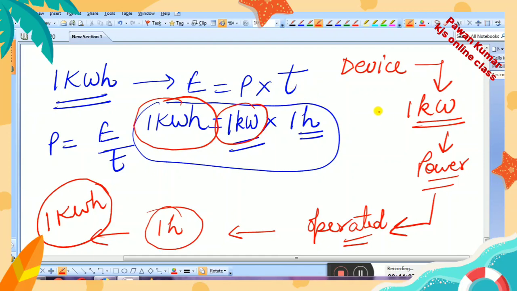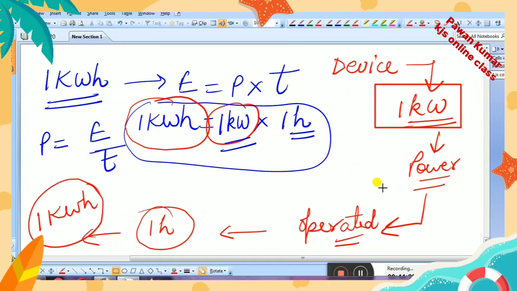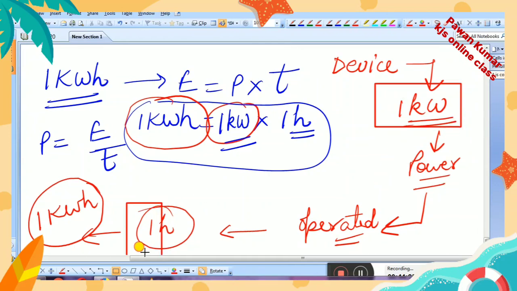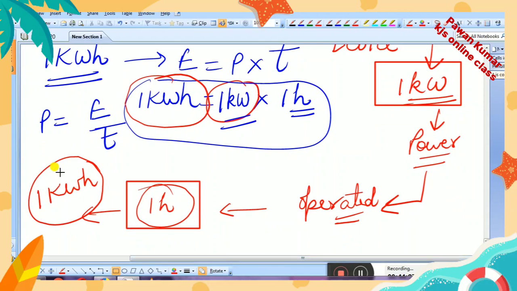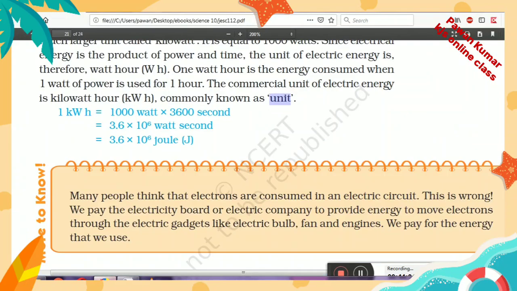Now like this, you can also check your electricity meter to see whether it is working correctly or not. For that, what do you have to do? Operate a device of 1 kilowatt power for 1 hour. In 1 hour, if the reading increases by 1, that means 1 unit. This is also a unit. So it means the electricity meter in your home is working fine. Otherwise, it is not working fine.